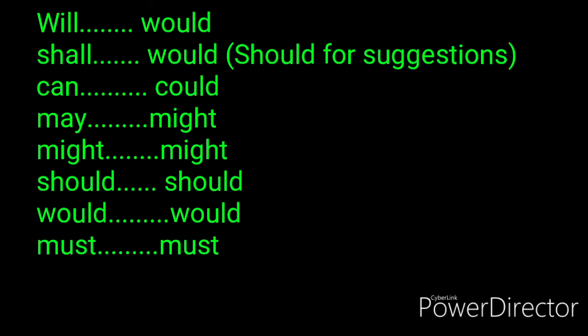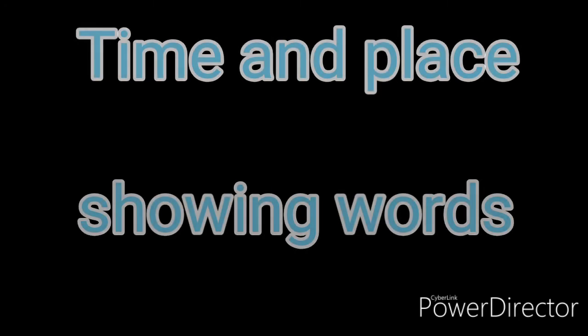So will is changed into would, shall is changed into would or should, can into could, may into might. Might remains same, should remains same, would also remains same, and must and used to remain same. Last rule, time and place showing words. In this rule, we study the words which show place and time.